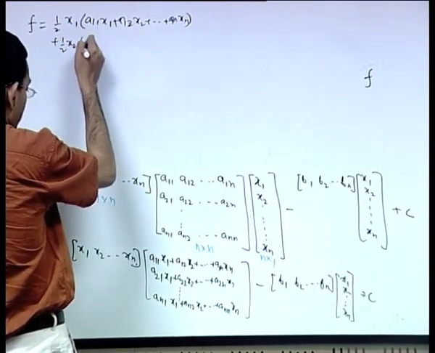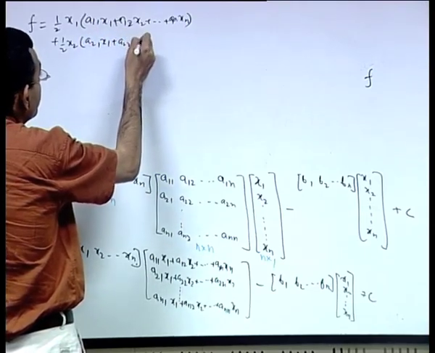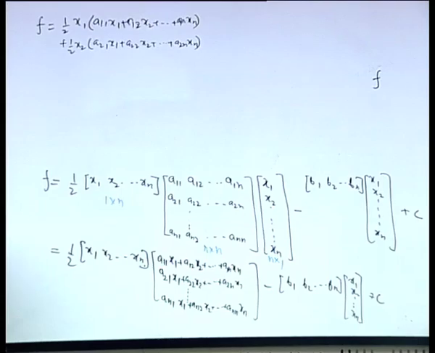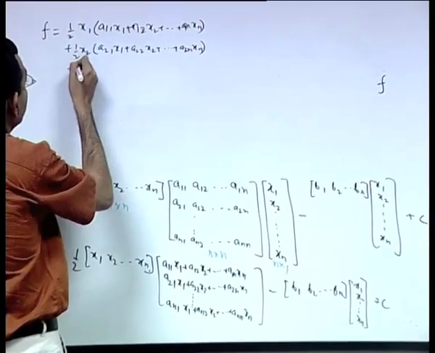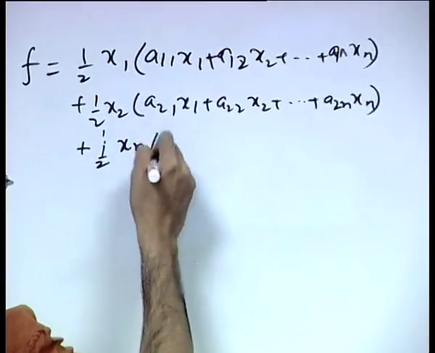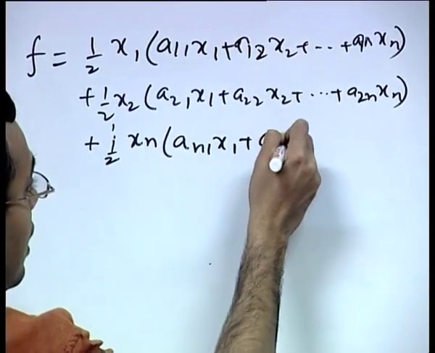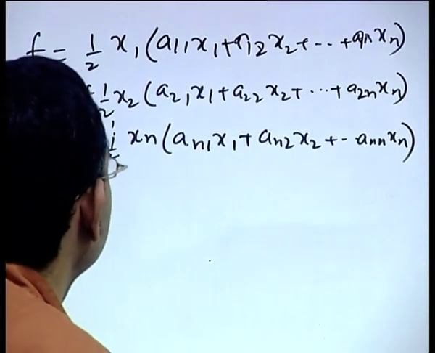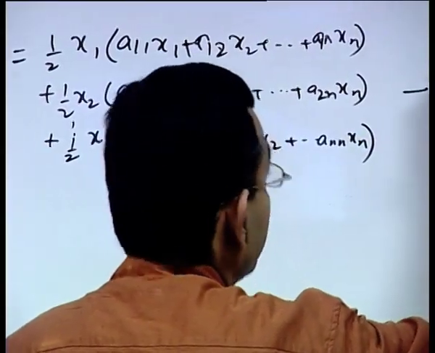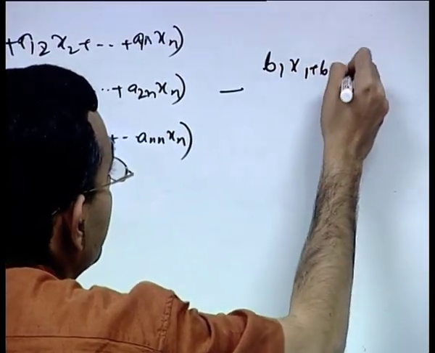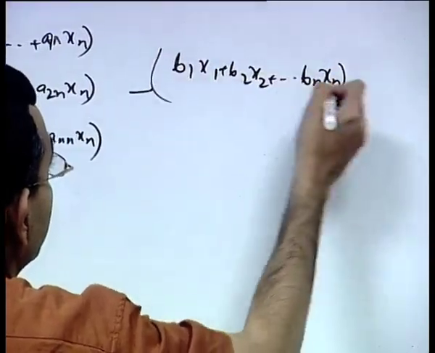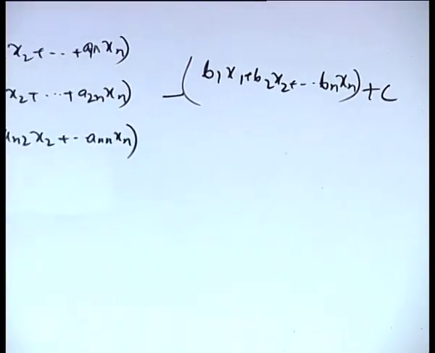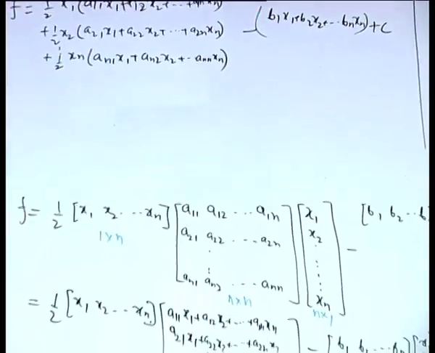plus half x2 into a21 x1 plus a22 x2 this way plus a2n xn, in this way plus half xn into an1 x1 plus an2 x2 plus ann xn, minus b1 x1 plus b2 x2 in this way bn xn, plus c. So, what is del f del x1?